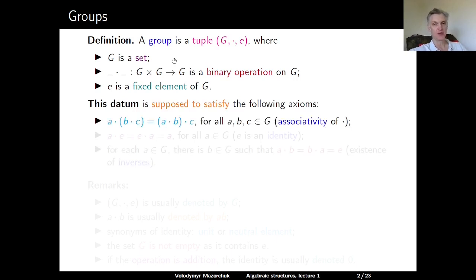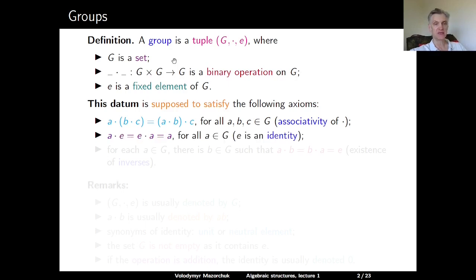First of all, the operation should be associative. This means that for all elements A, B, C in G, multiplying A with the product of B and C gives the same outcome which we get when we multiply the product of A and B with C.